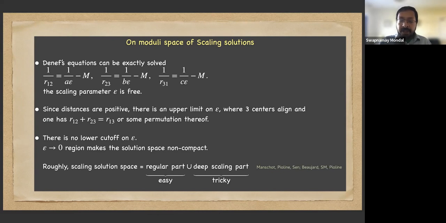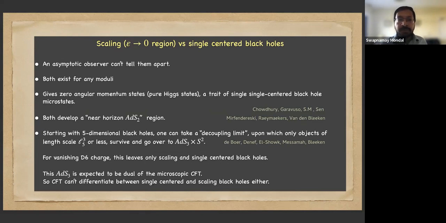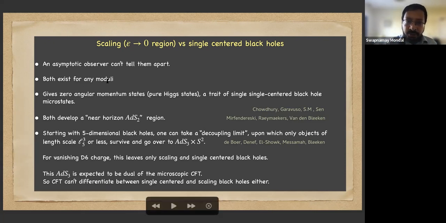Okay, why we are talking so much about this deep scaling part is because it's remarkably similar to single-centered black holes in more than one sense. For example, an asymptotic observer can't tell them apart. It can't decide whether it's just one black hole or three black holes which are arbitrarily close. Then both exist for any value of the moduli. This is also true for the regular part of the scaling black holes, by the way.